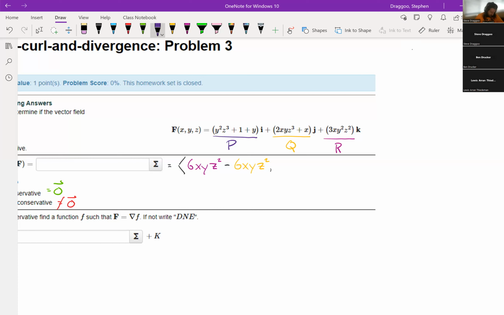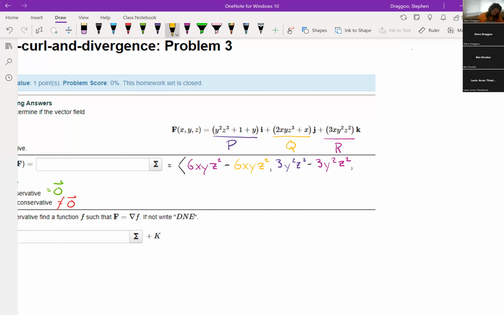Okay, on to the next term, P partial Y. Or nope, that's wrong. P partial Z is the next one we want. Yeah, because we're going for the middle term, so we don't have anything to do with Y. P partial Z looks like it's going to be 3y squared z squared. Next to that, I want to subtract r partial x, which is 3y squared z squared. And we see that that will also add up to 0.